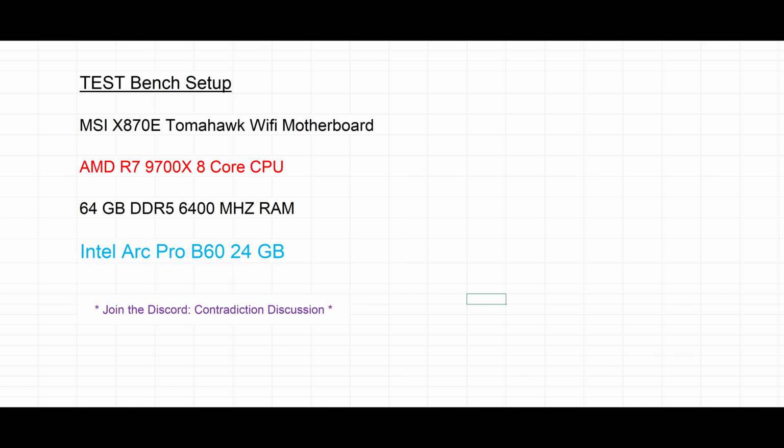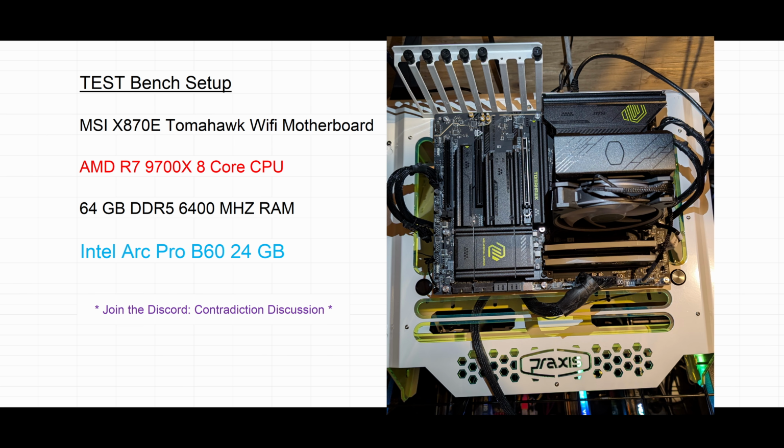Here are the specs of the test bench system. You can see a picture of the test bench on the screen there. This is an MSI X870E Tomahawk Wi-Fi motherboard with the 9700X AMD CPU, 64GB of DDR5 RAM at 6400 MHz, and of course the Intel Arc Pro B60 24GB GPU.